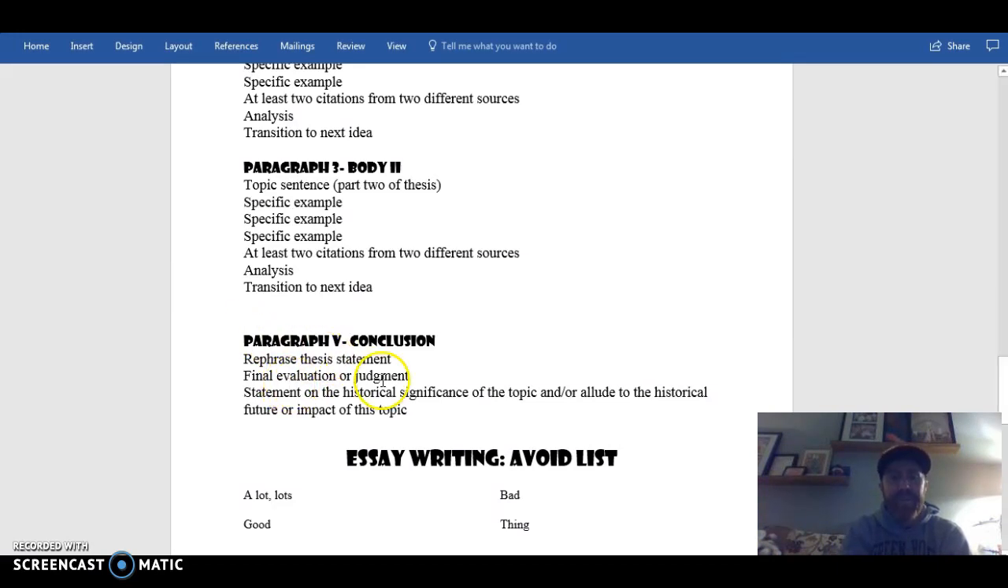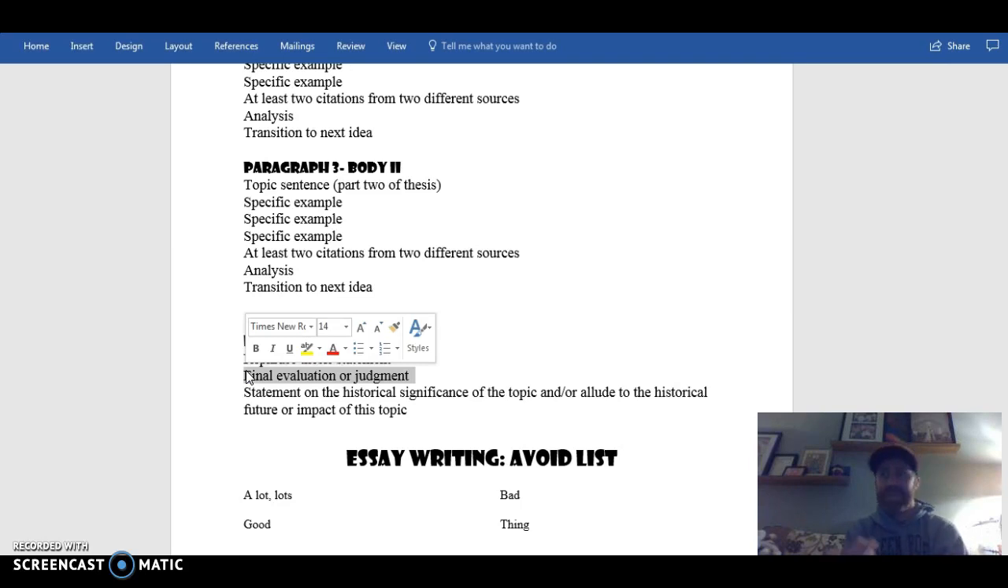For your conclusion, you're rephrasing your thesis statement. Once again, you're kind of summing up your paper. And then this part, the final evaluation or judgment. So you want to determine who, out of the 2 presidents that you evaluated, best exemplified or embodied those leadership qualities that you had laid out, and why. So you want to give a short explanation as to why President A was a better example or symbol of an effective leader according to your criteria than President B.